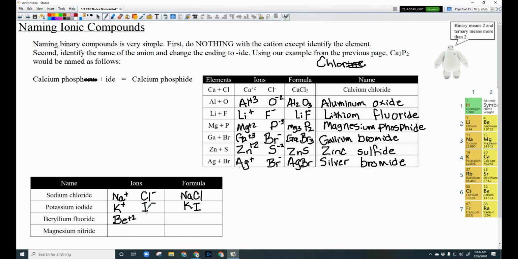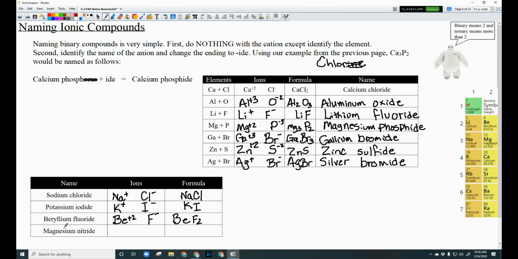Fluorine is in the same group as chlorine, bromine, and iodine. Fluorine is in group 17, so it's got a -1 charge. +2 and -1 don't cancel out, so we have to swap and drop. So we're going to have BeF2. This 2 is going to be swapped down to here. This 1 swaps down to here, but we don't write 1s, so BeF2.